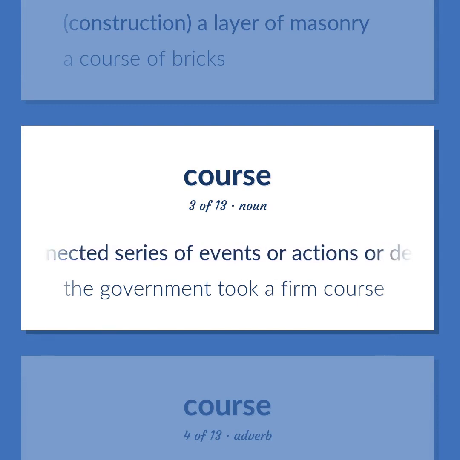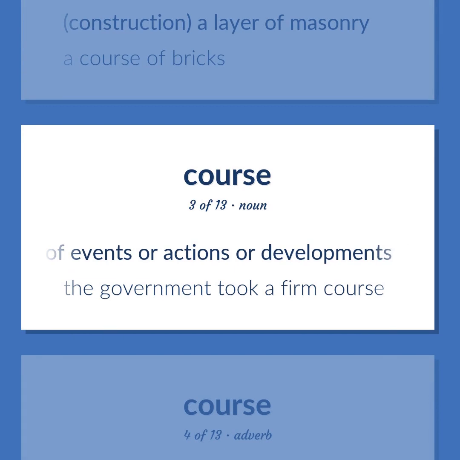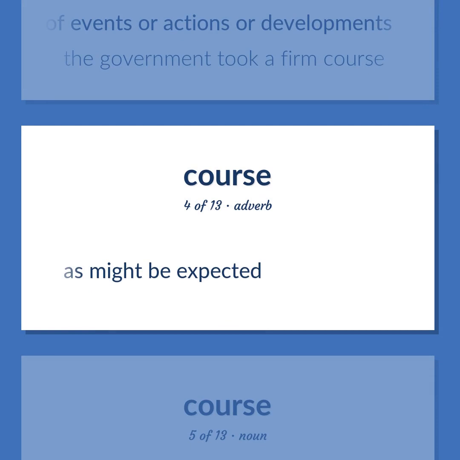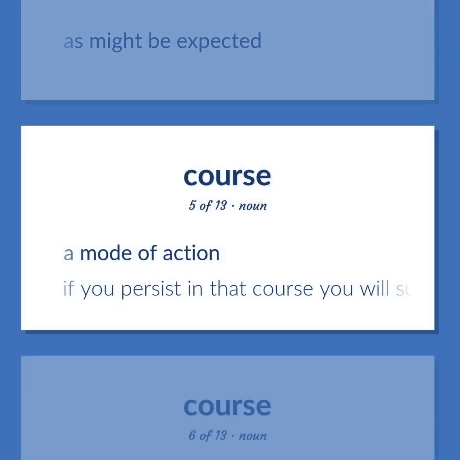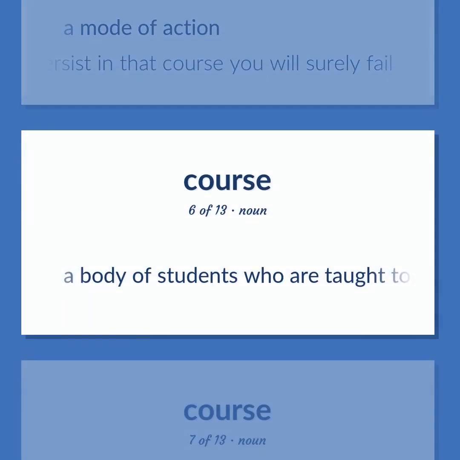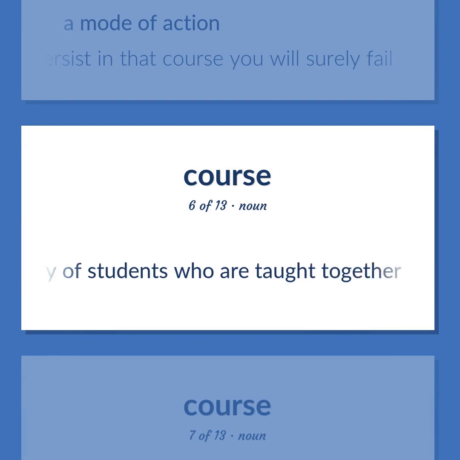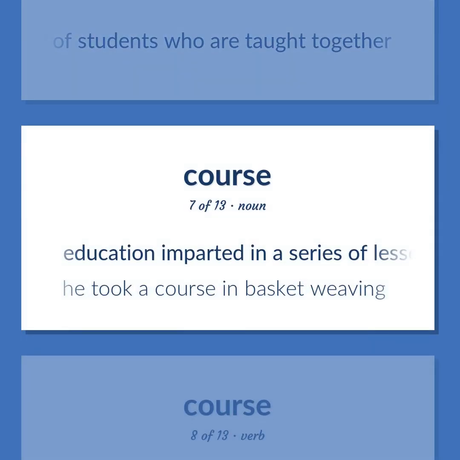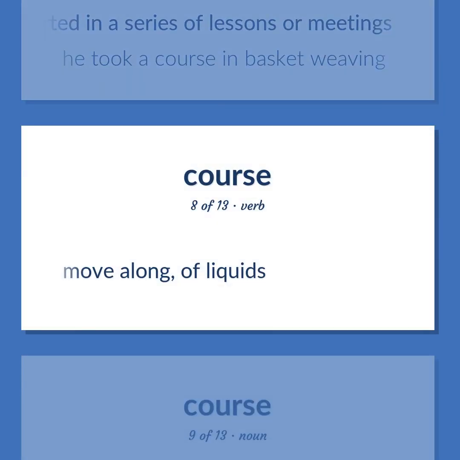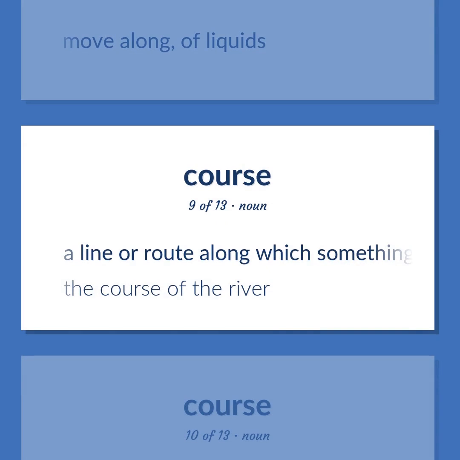A connected series of events or actions or developments. The government took a firm course. As might be expected. A mode of action. If you persist in that course, you will surely fail. A body of students who are taught together. Education imparted in a series of lessons or meetings. He took a course in basket weaving. Move along, of liquids. A line or route along which something travels or moves. The course of the river.